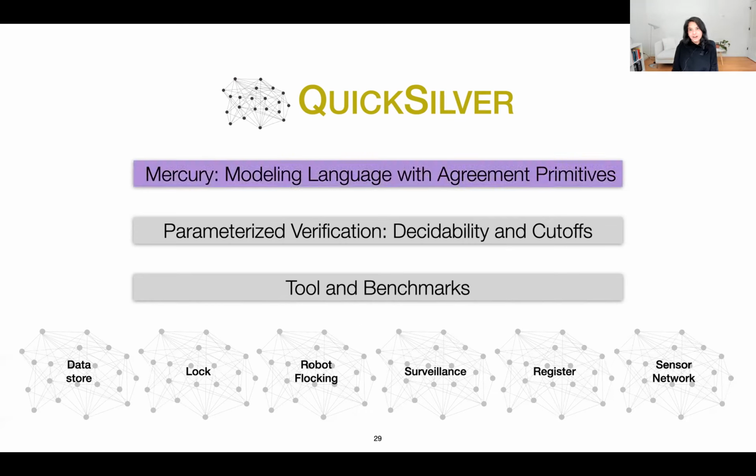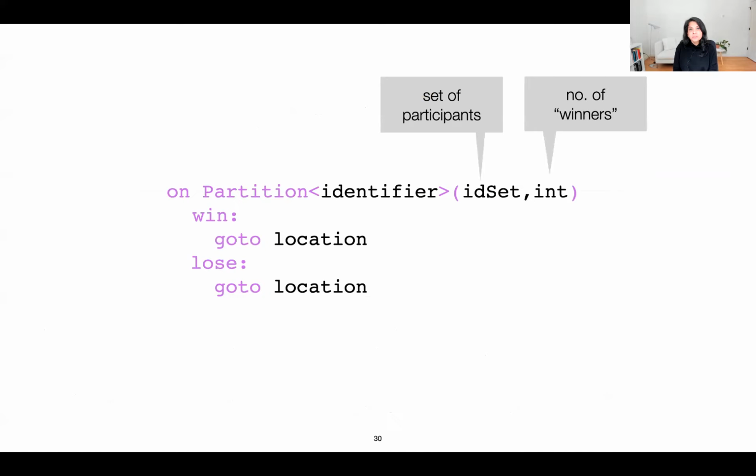So let me begin with our modeling language Mercury and the two agreement primitives it supports. So the first primitive is called partition. Like its name might suggest, it allows a set of participants to divide themselves into two groups, winners and losers, say. Now each partition agreement primitive has an identifier that identifies that particular instance of the primitive, and it takes two parameters: the set of participants and a cardinality, the desired number of winners, or leaders. So upon termination of agreement, the winning and losing processes go to their respective locations and proceed with their respective tasks.